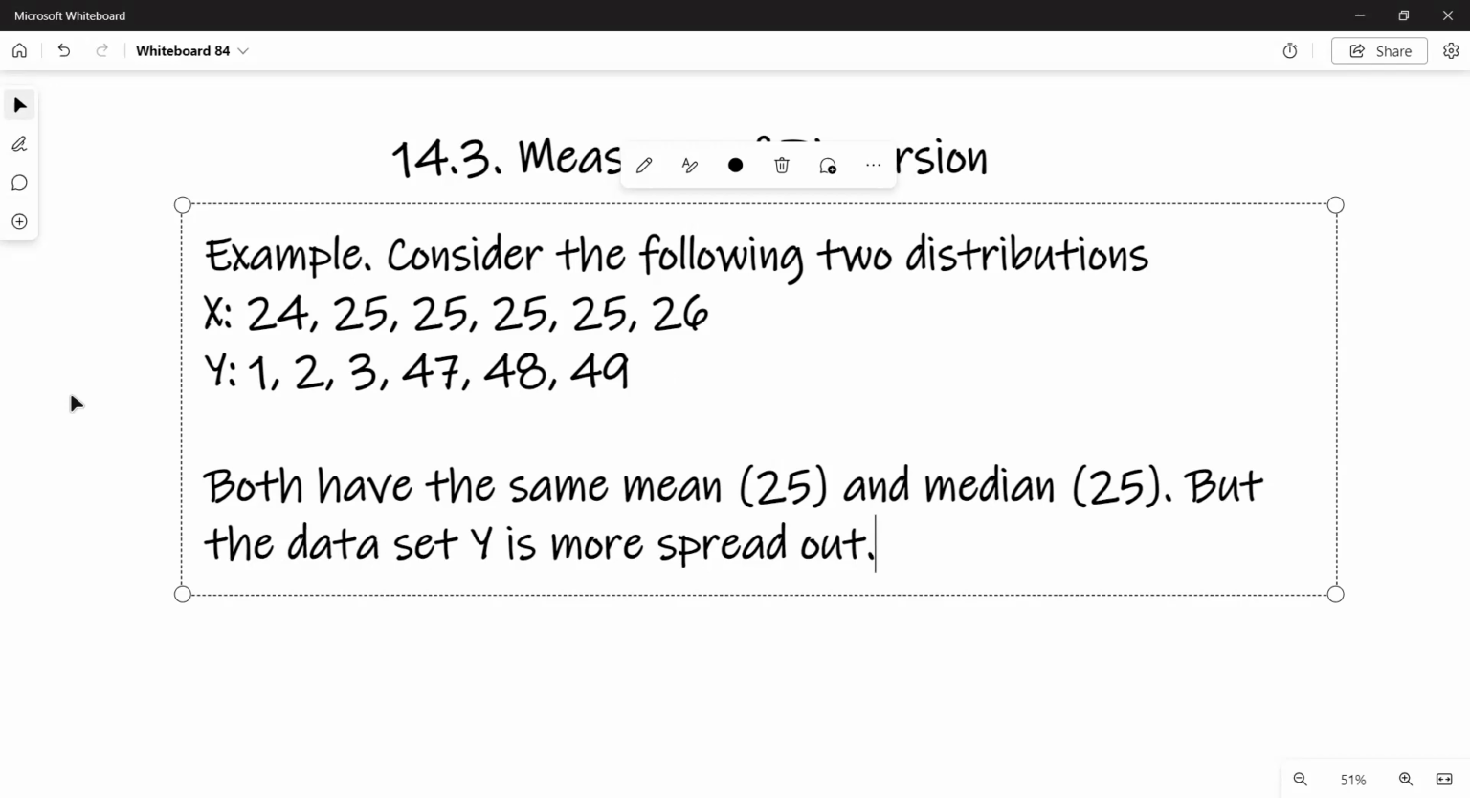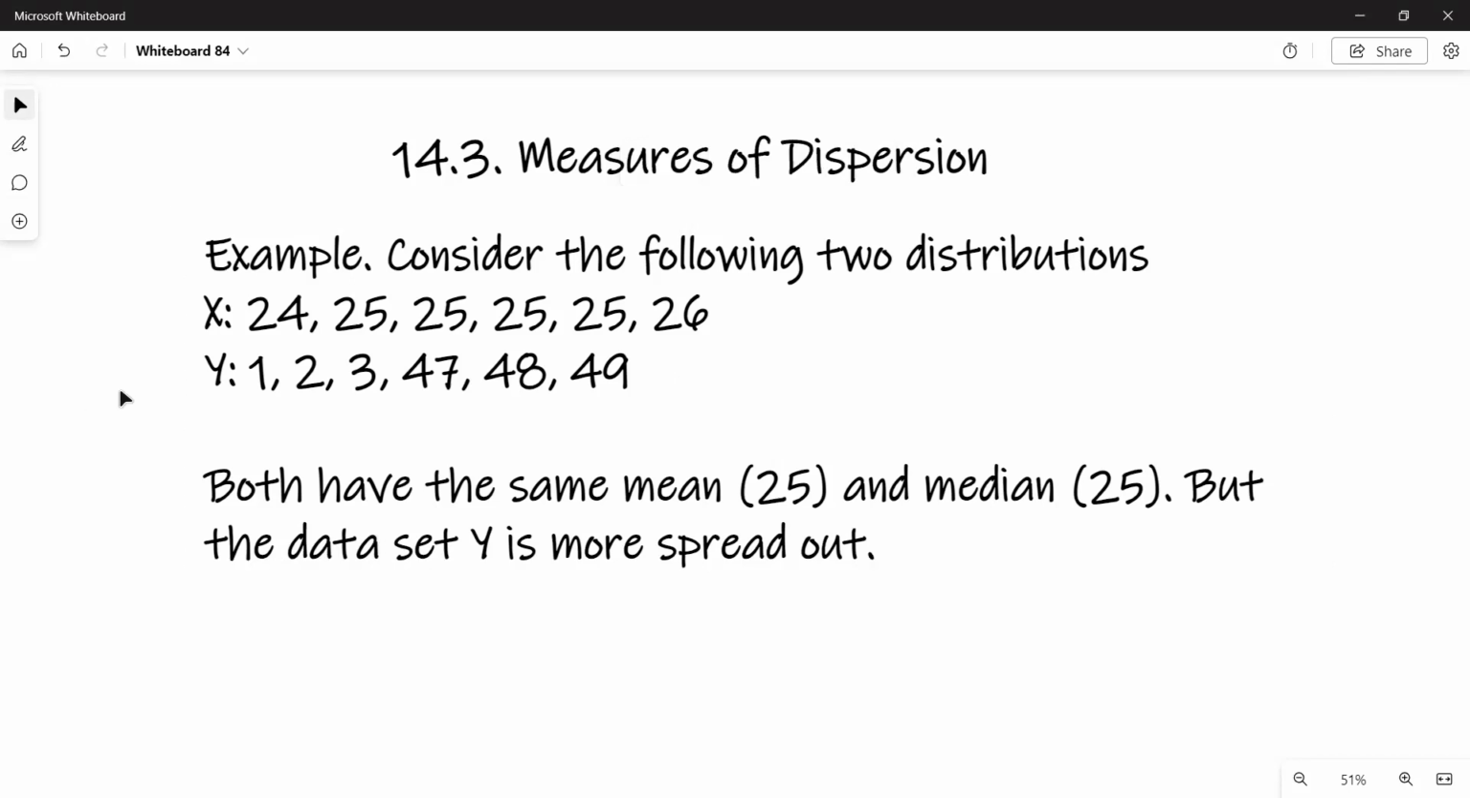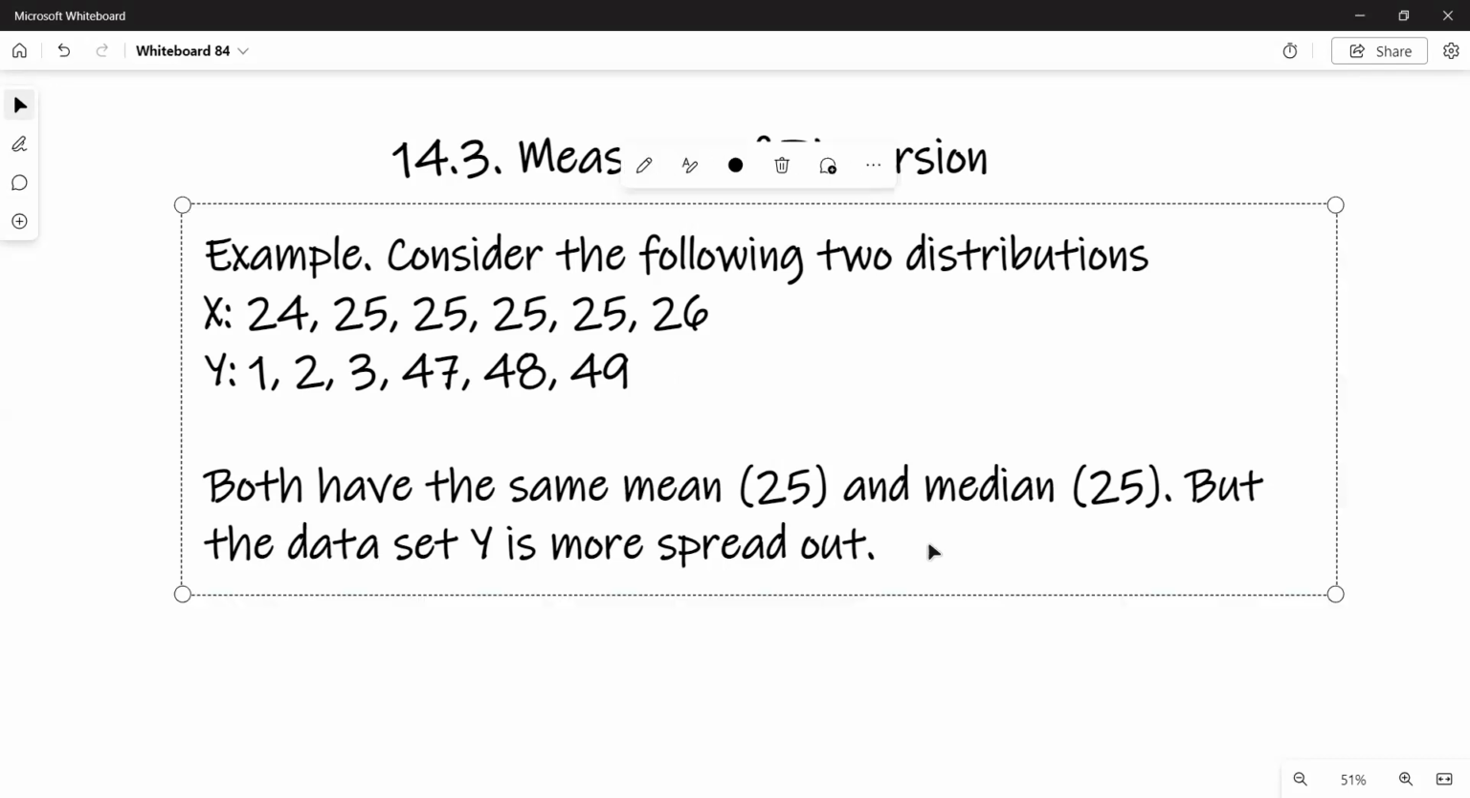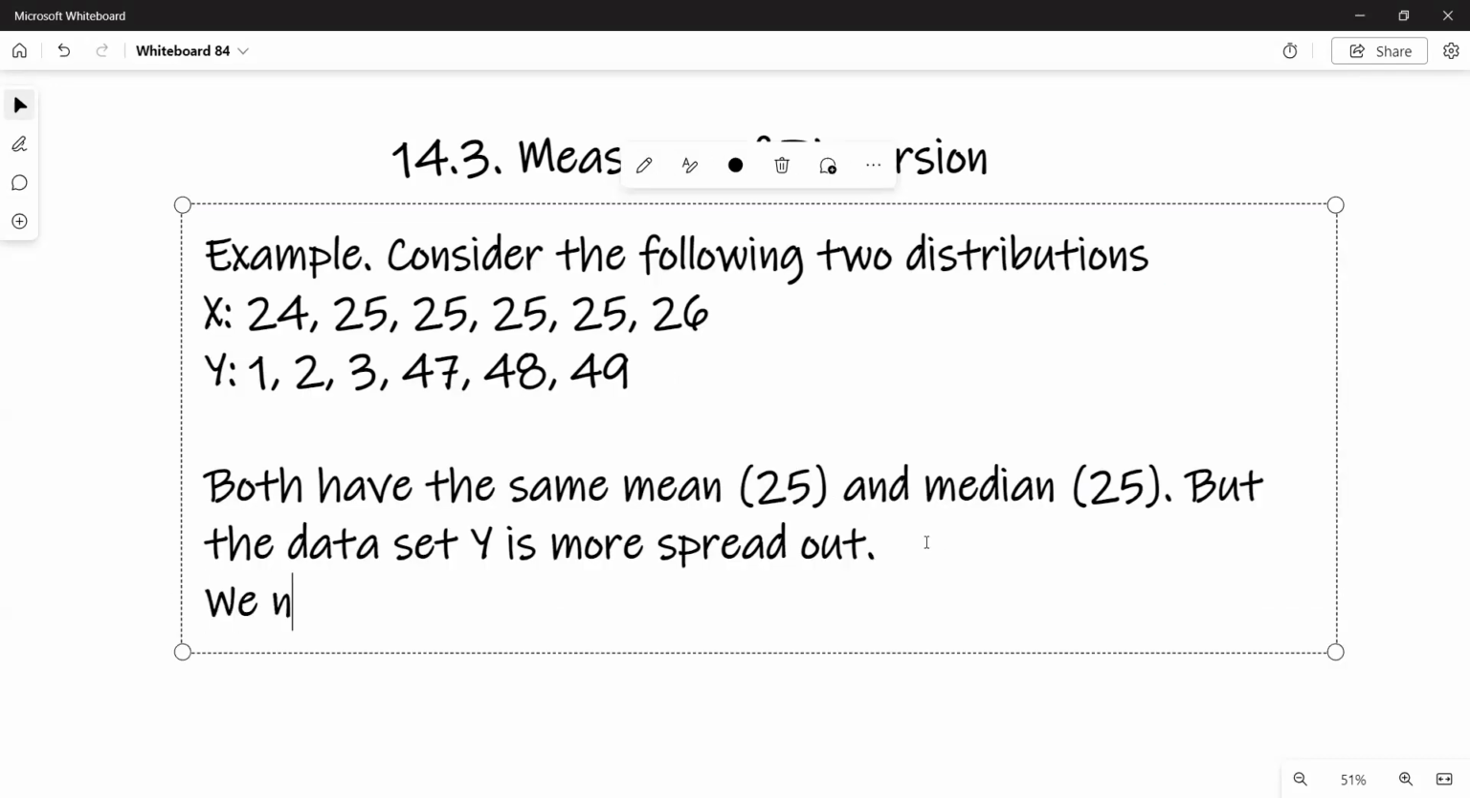And that is important. You cannot rely only on the mean and median, the measures of center, to study a distribution or a set of data. It's important also to measure how the data spreads out. So we need methods for measuring the spread of a distribution.